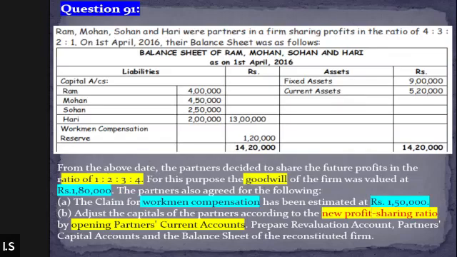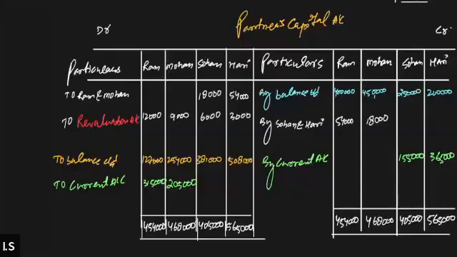Now, the second point, point B in the question, is telling us to adjust the capital of the partners according to the new profit sharing ratio. So what does this mean? What do you mean by adjustment of the capital of the partners according to the new profit sharing ratio? Basically, this statement is telling us to adjust the closing capital of the partners according to the new profit sharing ratio. The new profit sharing ratio is 1:2:3:4.